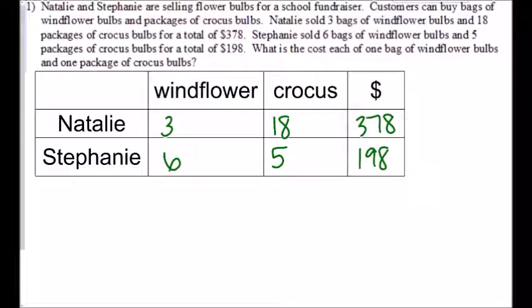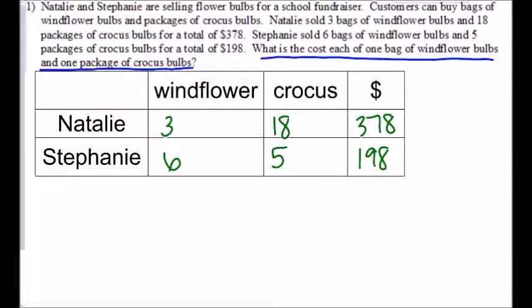The table is completely optional. It just helps me to organize all of the information we're given in one place. So the most important question here is what this is asking. It's the cost of 1 bag of windflower bulbs and the cost of 1 package of crocus bulbs.